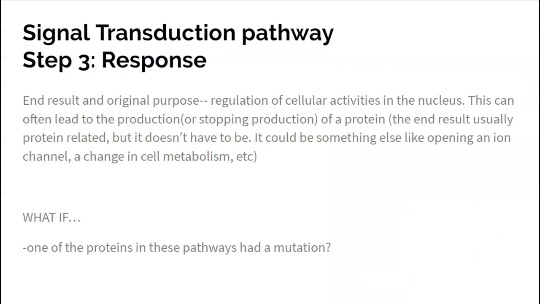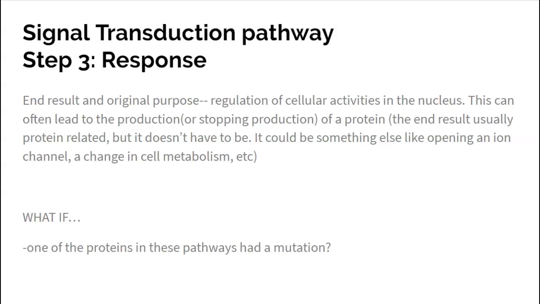And at the end here, we get our response from our cell. Typically this is something happening in the nucleus. We can turn on a gene, turn off a gene. This could start a protein being made, or it could stop a protein from being made. It could also be a different kind of thing, like let's open this channel or close this channel, or let's change our metabolic rate. It can be any one of those things, but it often involves proteins being made or stop being made.